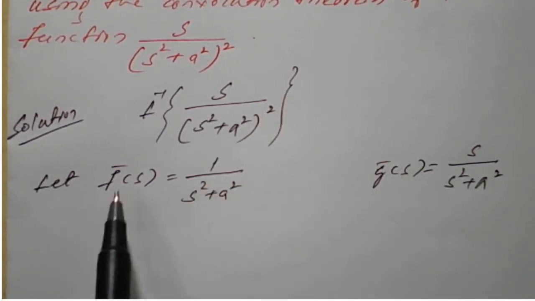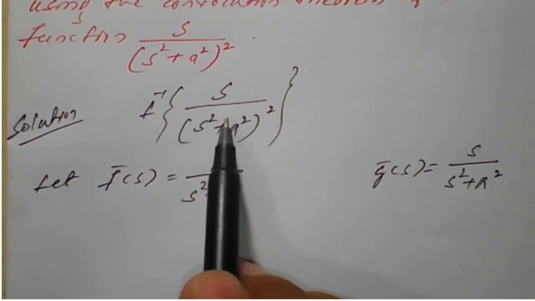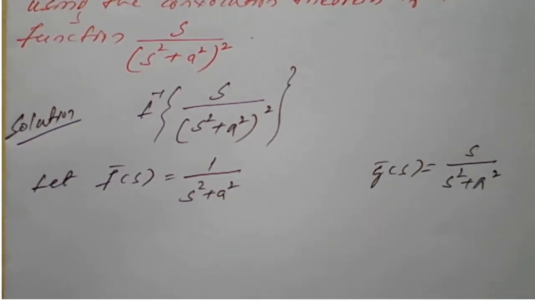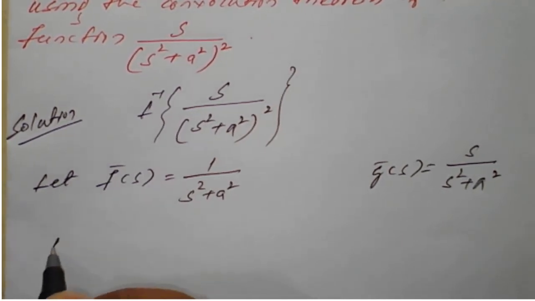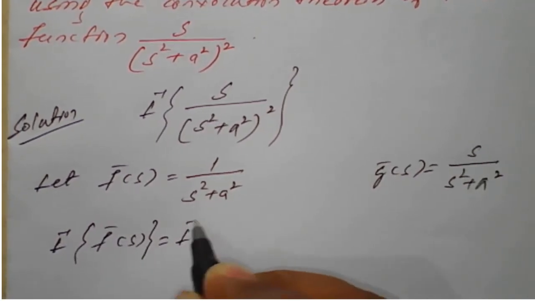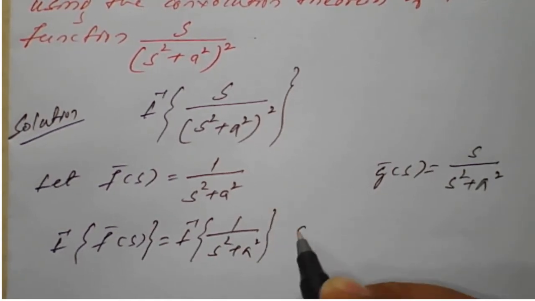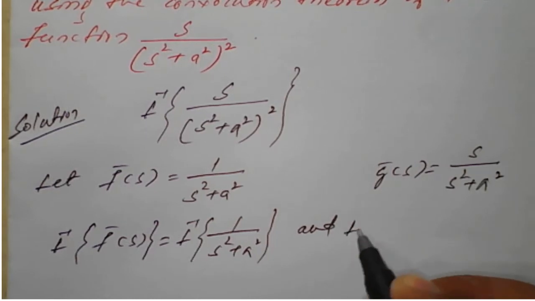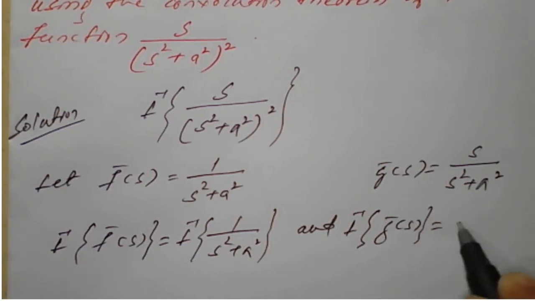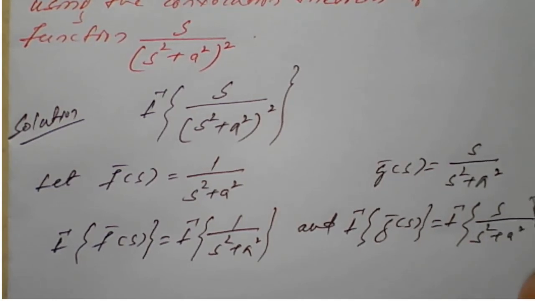So we have to choose f dash of s and g dash of s in such a way that if you multiply, we should get back our original question. Once we have this, we need to take the inverse Laplace: inverse Laplace of f dash of s is the inverse Laplace of 1 upon s square plus a square, and inverse Laplace of g dash of s is the inverse Laplace of s divided by s square plus a square.